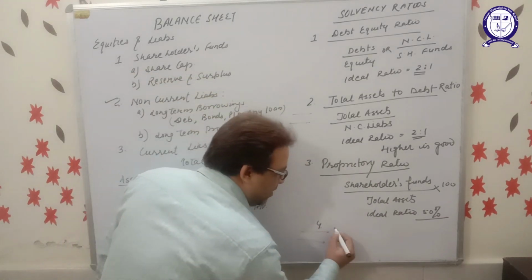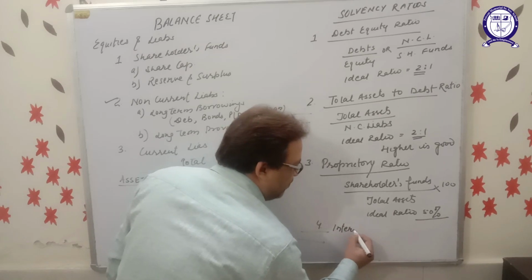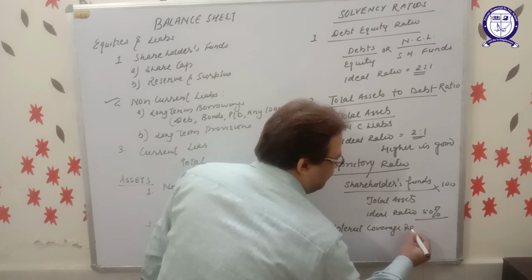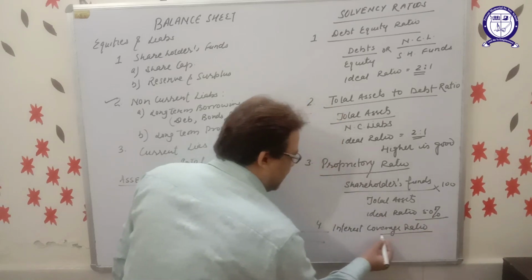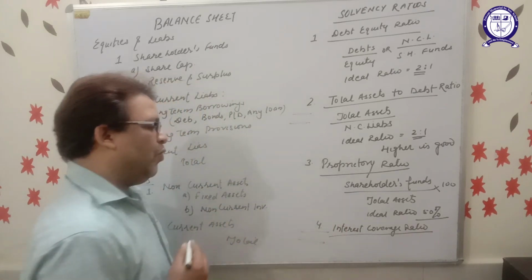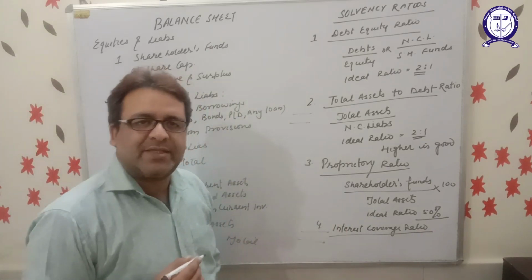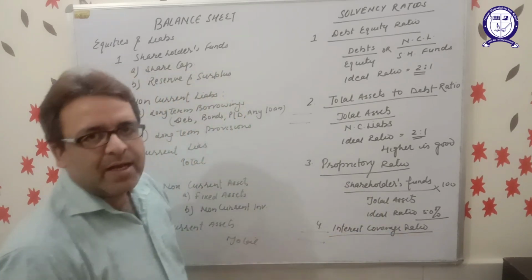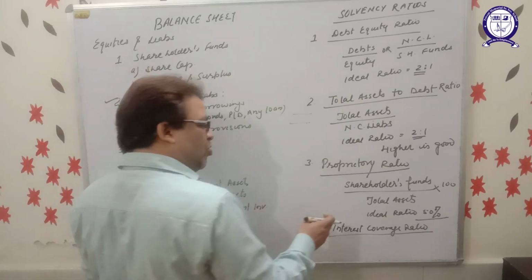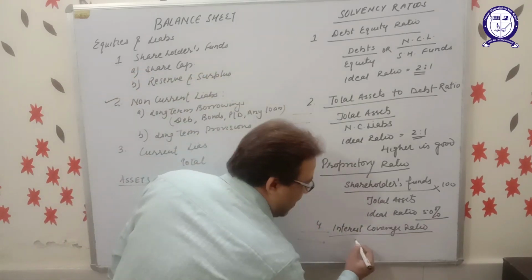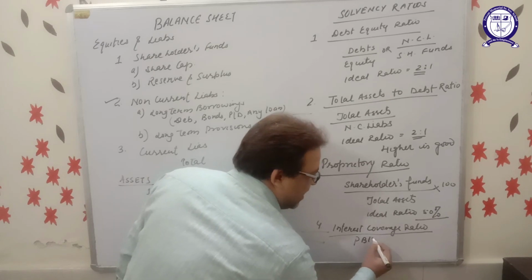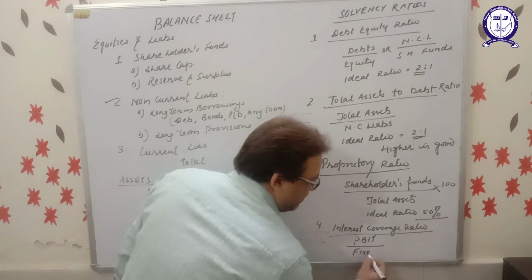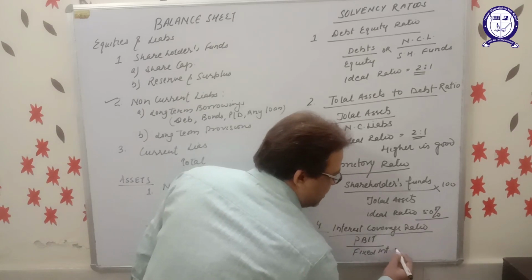Next, fourth, interest coverage ratio. This ratio is used to know whether the company is able to meet interest on long-term liabilities or not. Whether the company is able to pay interest on long-term liabilities or not. The formula: profit before interest and tax divided by fixed interest charged.